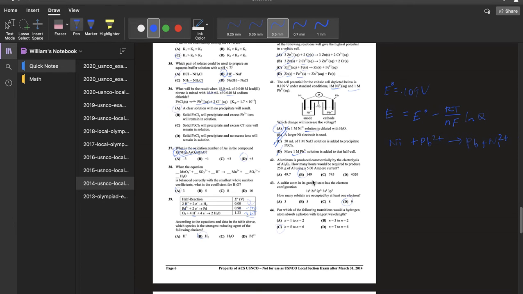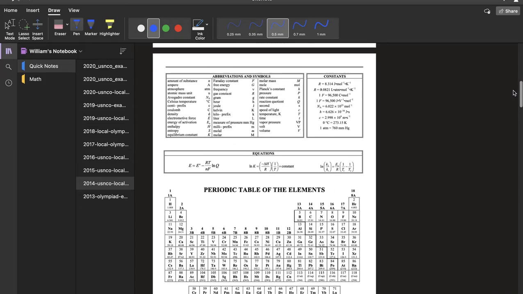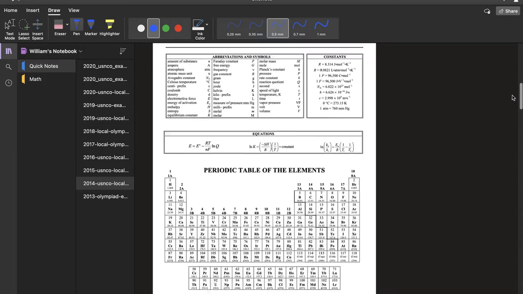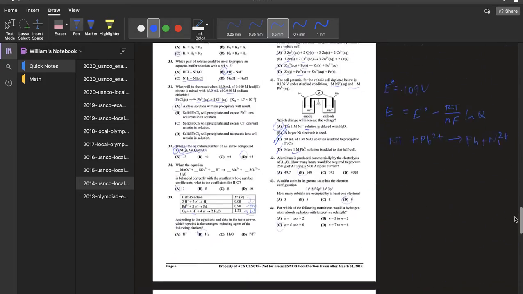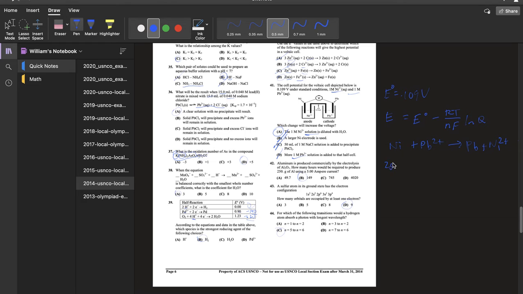Alright, so for 42, aluminum is produced by the electrolysis of aluminum oxide. How many hours does it take to make that much? Okay, I don't know the molar mass of aluminum off the top of my head, so we can take a look. 26.98. So 250 grams of aluminum is equal to 250 over 26.98, which is 9.266 moles of aluminum.